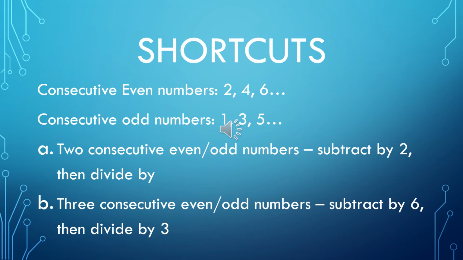So if we are asked for two consecutive integers or numbers, and we're given a sum, the shortcut for that is: step 1 is to subtract 2 from the sum and then divide by 2. And if we are asked for three consecutive even or odd integers or numbers, our step 1 is to subtract 6 from the sum and then divide by 3.